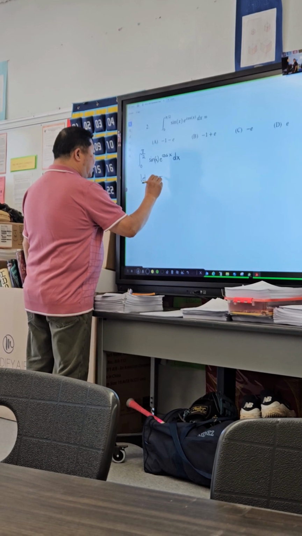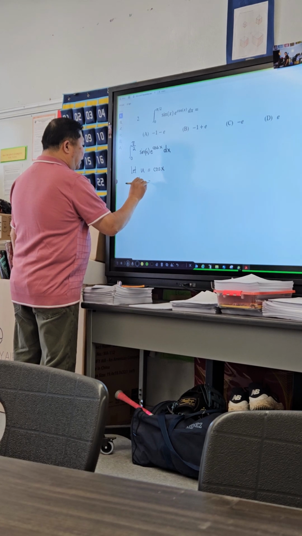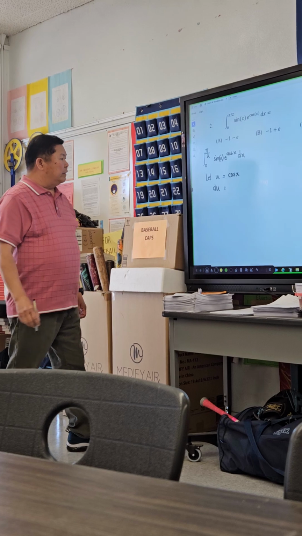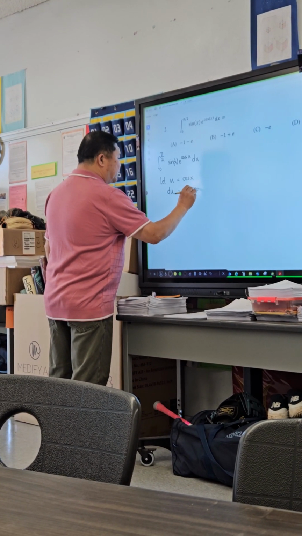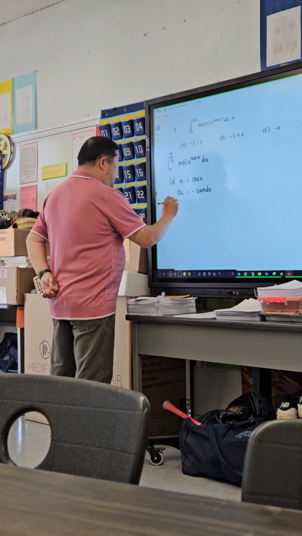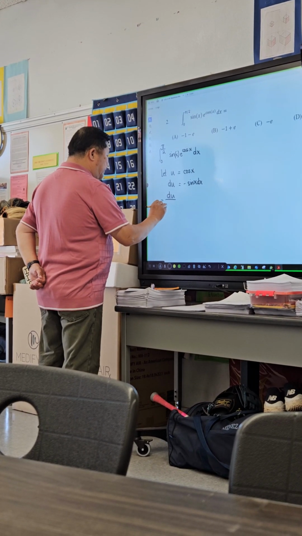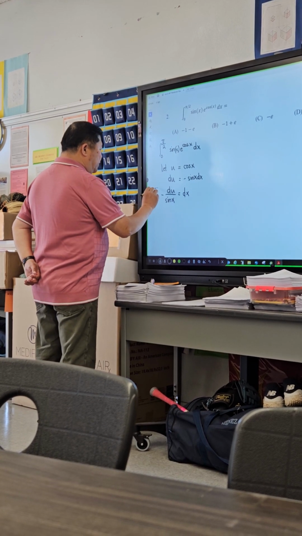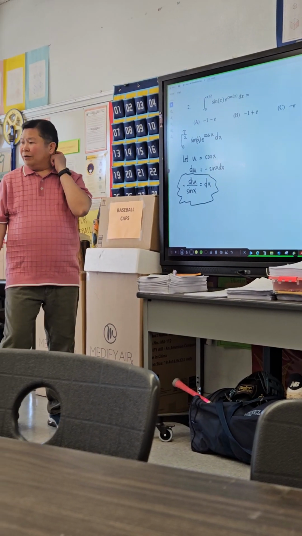Let u be cosine x, and then du is negative sine x dx, right? So therefore, dx is du over negative sine x. I'll put that first as a cloud.